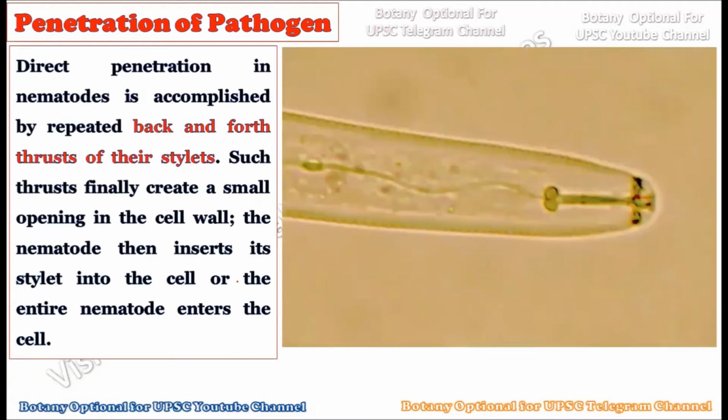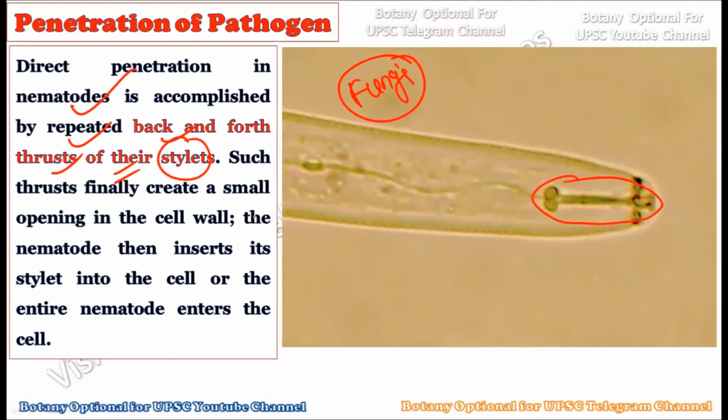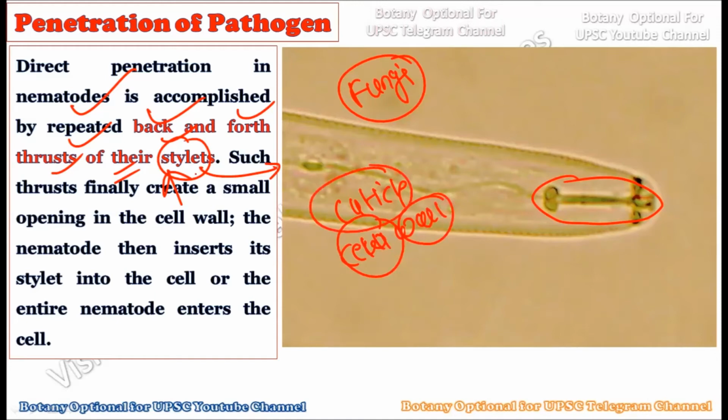Now, this direct penetration is also done by nematodes. We have studied the fungi; now this direct type of penetration can also be done by the nematode. It is accomplished by the repeated back and forth thrust of its stylet. As you know, this is the nematode, and this is the stylet structure within its mouth. The repeated back and forth thrust by this stylet will break the cuticle as well as the cell wall of the plant. So here the cell wall is broken in the process, the cuticle is broken in the process, and the primary organ used by the nematode is the stylet.